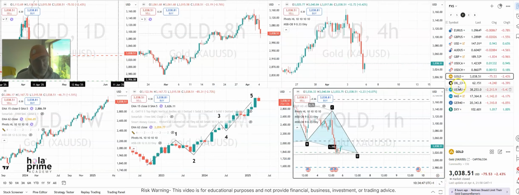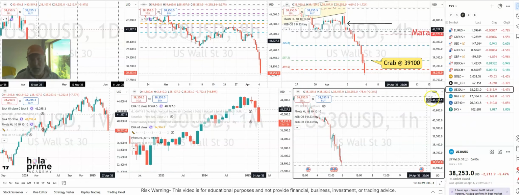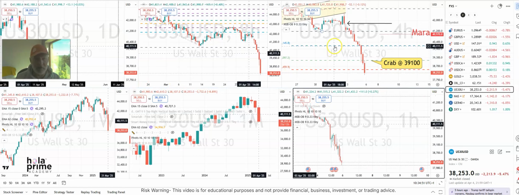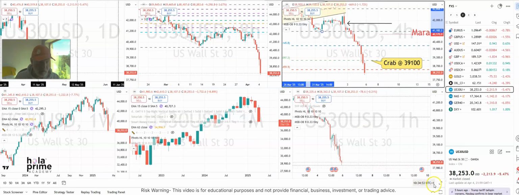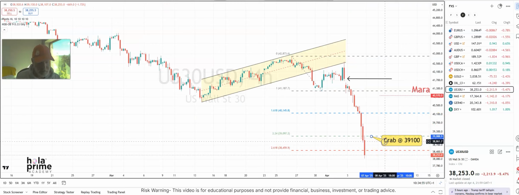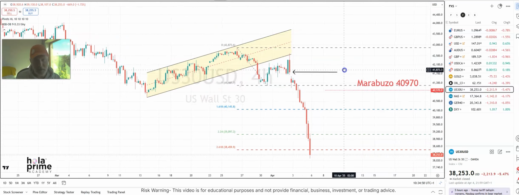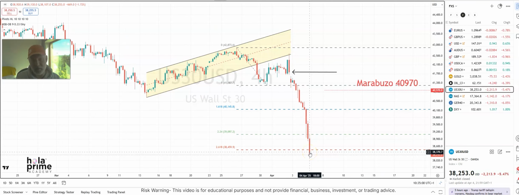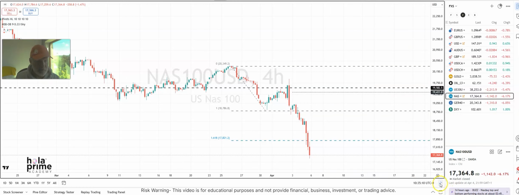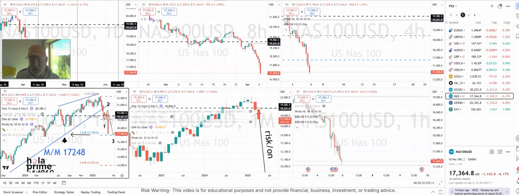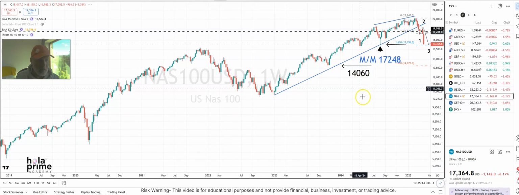US 30, a really aggressive move to the downside. Get rid of that because that got broken. Okay, we have got a 261.8% fib here. We've still got this gap open. Gaps have a tendency to be closed, so we need a decent correction to the upside. Most important chart is this chart, which is the Nasdaq 100.